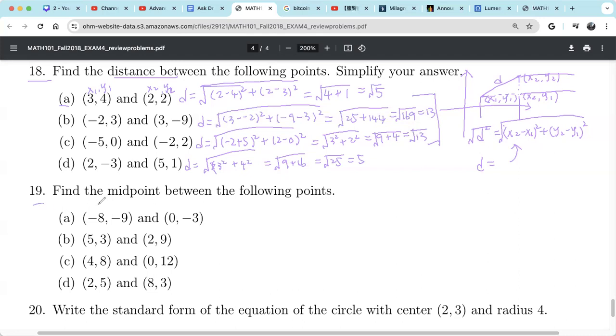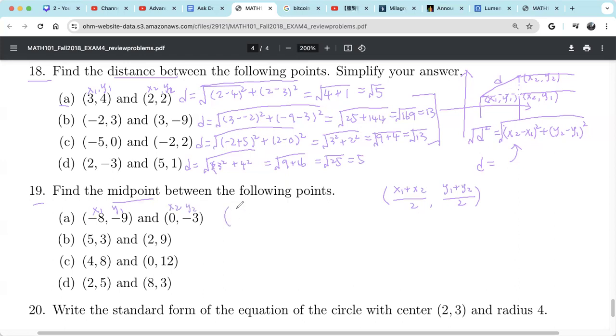So let's see 19. We want to find the middle point. Remember, the middle point between two points, x1, y1 and x2, y2, is just the average of the x values and the average of the y values. So the middle point of the x value is x1 plus x2 divided by 2. The middle point of the y value is y1 plus y2 divided by 2. So let's again call this x1, y1, x2, y2.